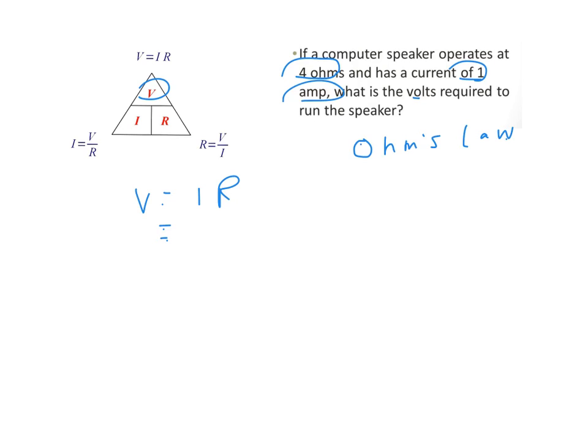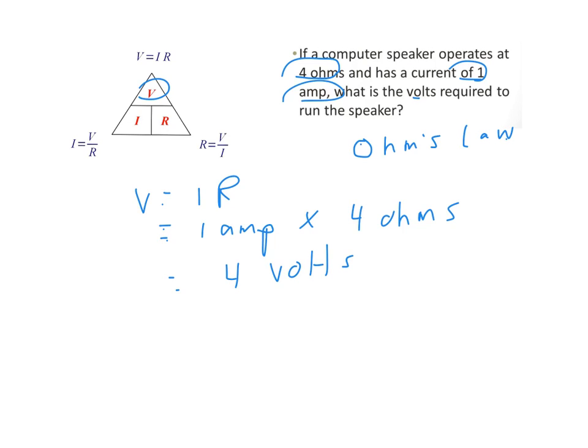In this case, the current is 1 amp. And the resistance is 4 ohms. So 1 times 4 is 4, and the correct unit for voltage is volts.